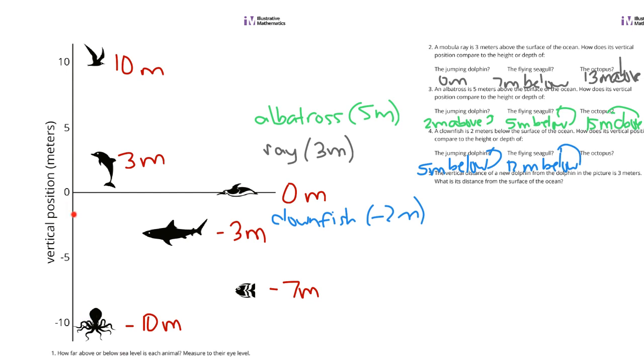And the octopus that's all the way down here is at negative 10. We're now at negative 2. So to get from negative 2 to negative 10, that's a distance of 8 meters. So we're 8 meters above this octopus.